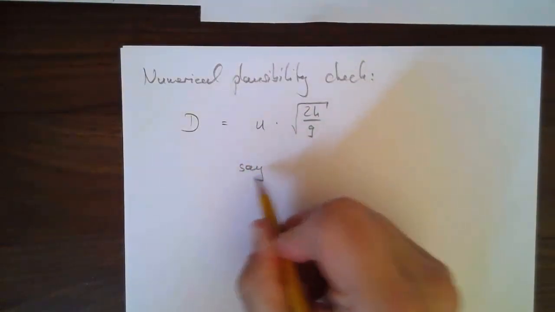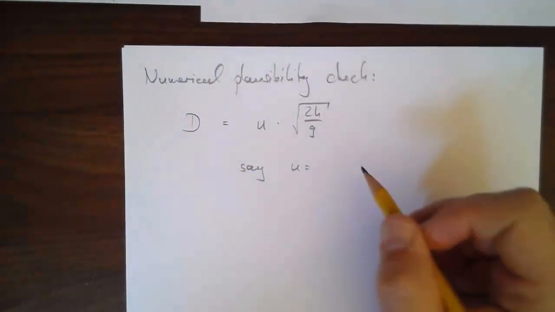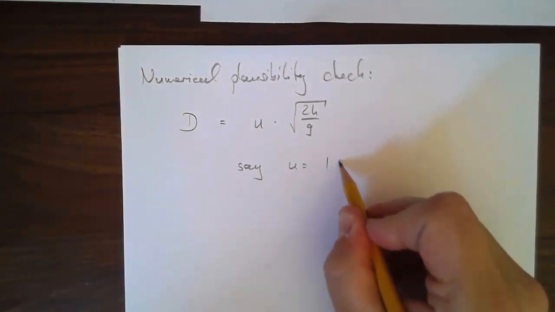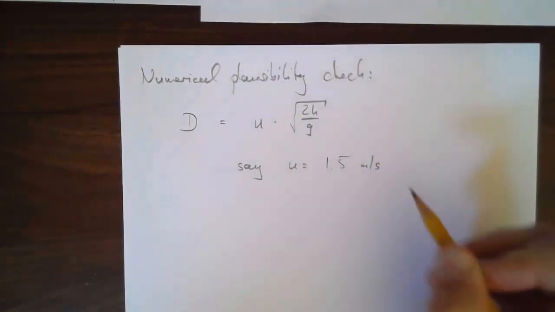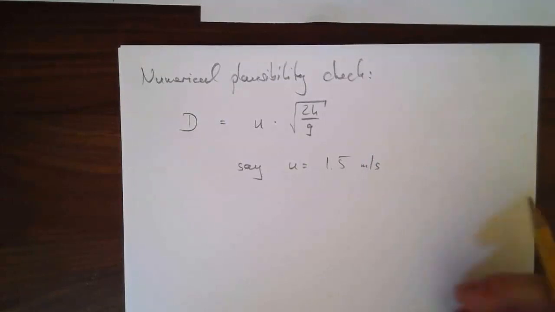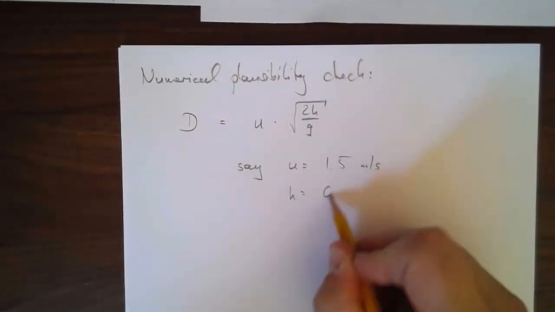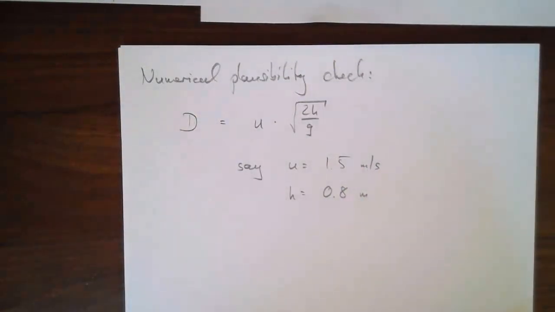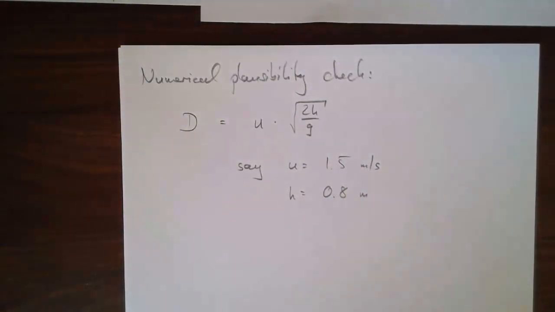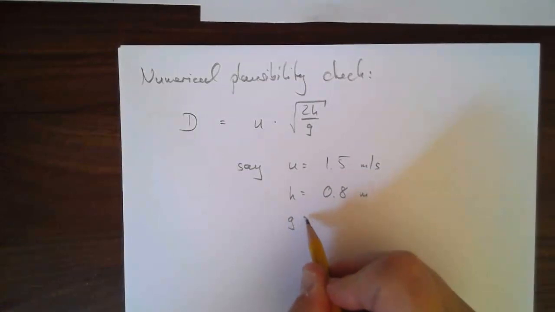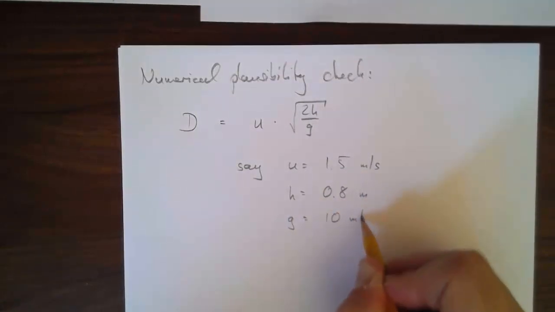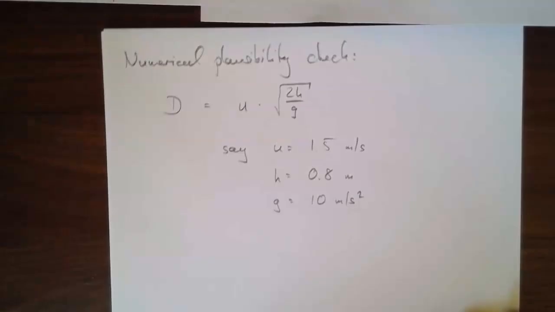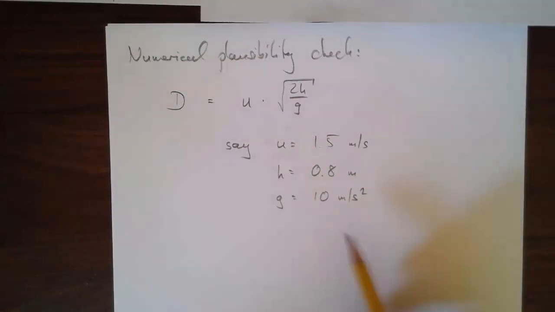Let's say u is, let's go with 1.5 meters per second. H, how high is the table? Maybe 80 centimeters. So I'm going to go with 0.8 meters, right? 80 centimeters. And g, because we're on Earth, I'm going to make this 10 meters per second squared, because 9.8 is kind of hard to deal with.